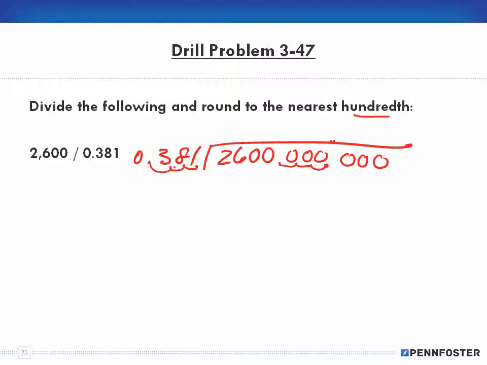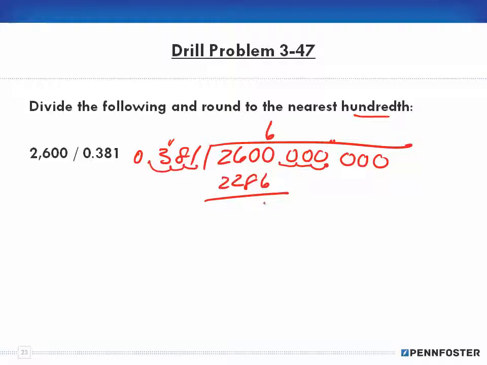All right, now let's do the division. 381 goes into 260, can't, so 2600. So 5 times 3 is 15. 6 times 3 is 18. But 6 times 8 is 48, so 18 and 4 is 22, so I'm going to start out with 6 as a guess. So 6 times 1 is 6, 6 times 8 is 48, carry my 4. That's 1822.